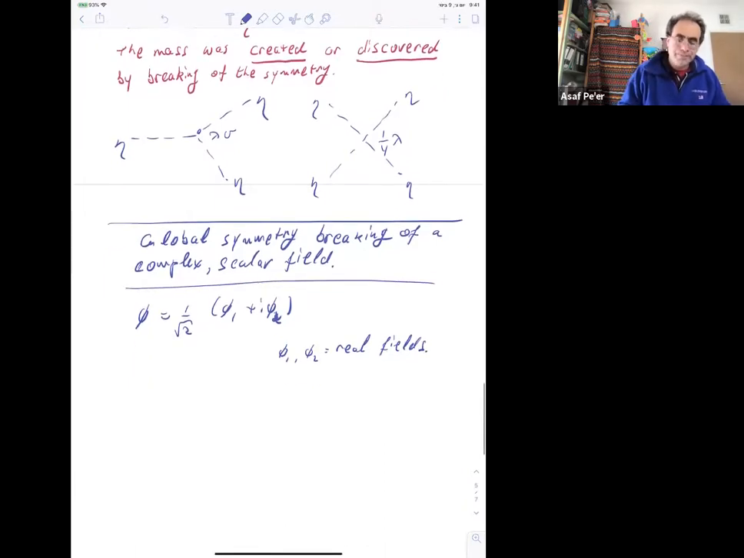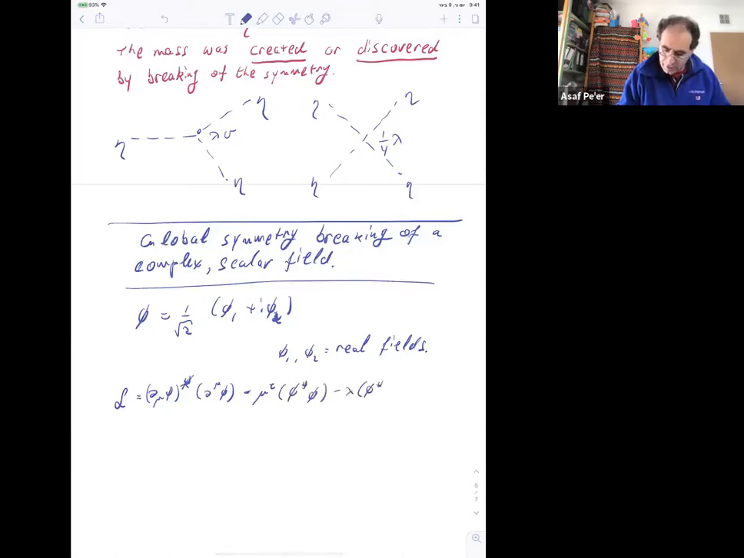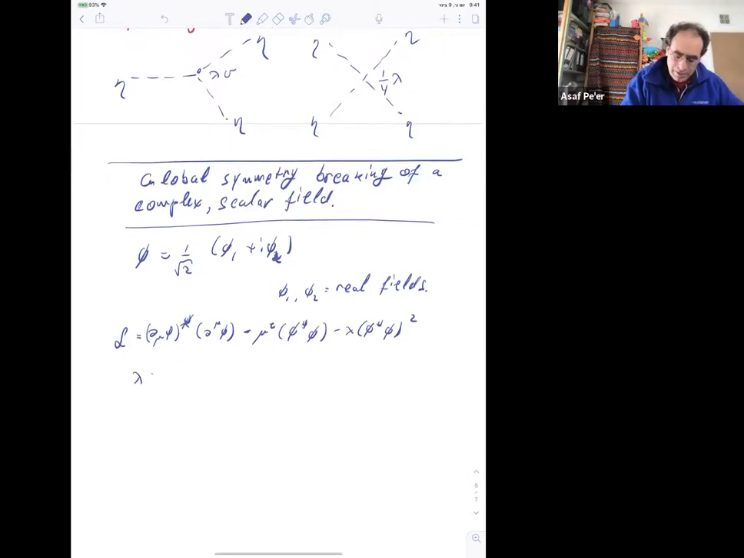So the Lagrangian L is d mu phi star d mu phi minus mu squared phi star phi minus lambda (phi star phi) squared. Now we're going to essentially repeat the same calculation as we just did. So the first thing is to ensure that the Lagrangian has a finite minimum. Then we require that lambda is greater than 0.